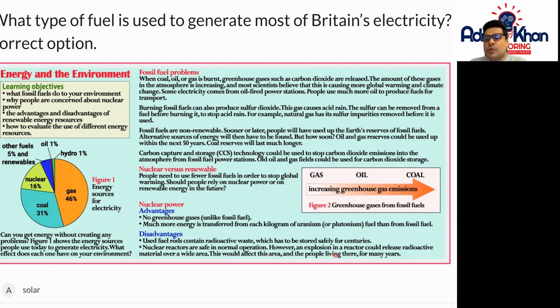However, an explosion in a reactor could release radioactive material over a wide area. This would affect the area and the people living there for many, many years. We've seen some radioactive leaks in our time in the world, and it's been lethal for people and for animals. These are some of the disadvantages, even though the energy creation is quite clean and you get so much more for your energy compared to fossil fuels.